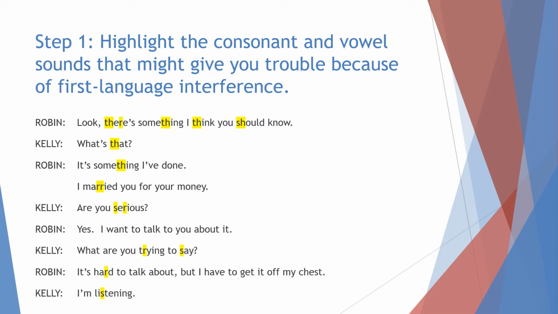Naturally, the sounds you highlight will depend on your native language and the particular difficulties you tend to have when speaking English. But for this particular video, I'm highlighting the TH sound, whether it's voiced in words like there and that, or voiceless in words like think and something. I've highlighted the R sound in married and serious, for example, and when it comes after a T in trying. I've also highlighted the SH sound in words like should and the S sound in words like serious because some non-native speakers have trouble distinguishing between them.